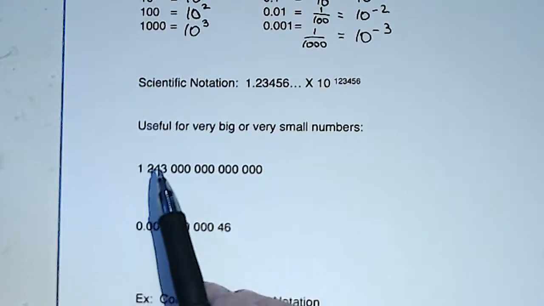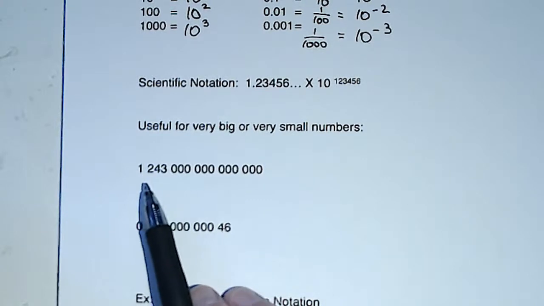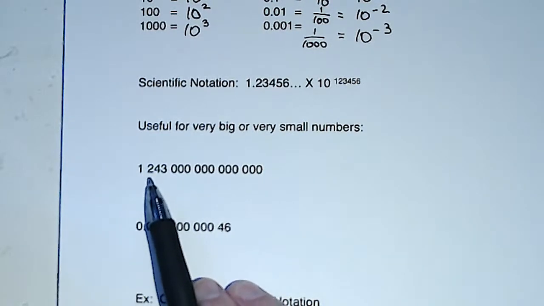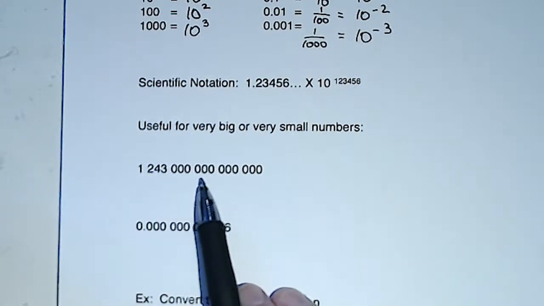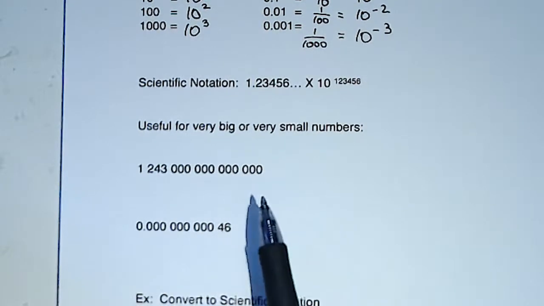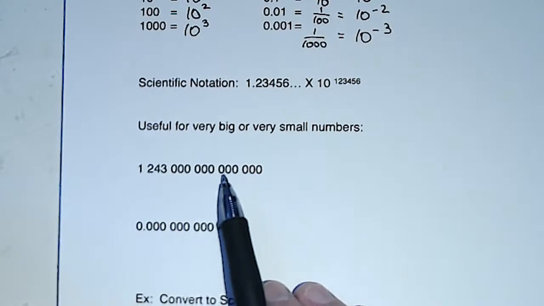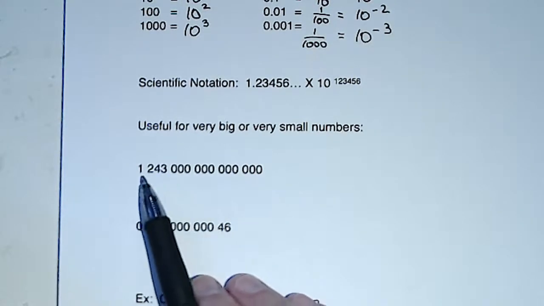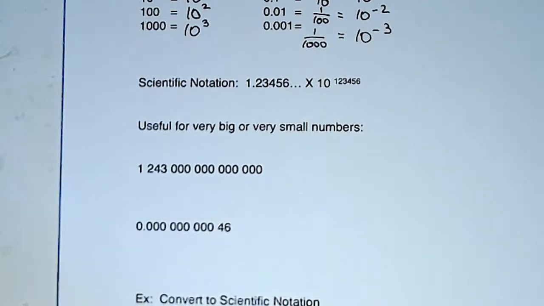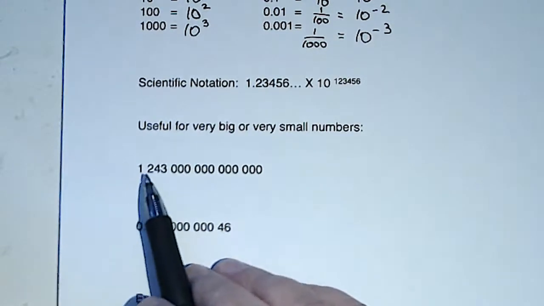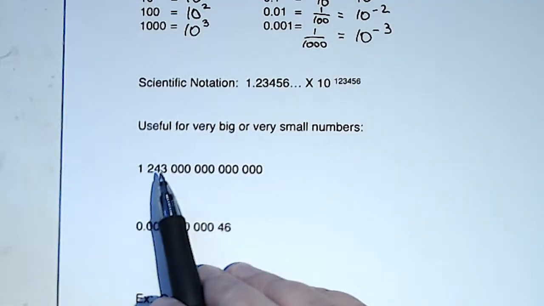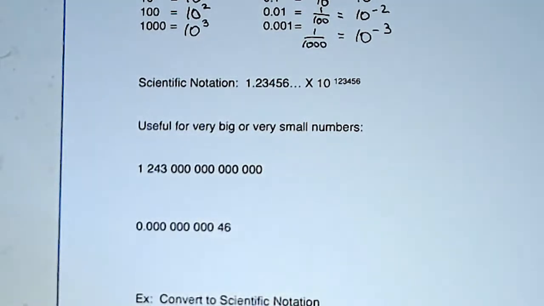For example, I wrote a number that's really big. 1, then it's 2, 4, 3, and then it's got 1, 2, 3, 4, 5, 6, 7, 8, 9, 10, 11, 12 zeros. So this would be hundreds, thousands, millions, billions, trillions, quadrillions. So this is 1,243 trillion, and whatever we're counting, dollars or grains of sand or whatever large thing the physicist has to look at.